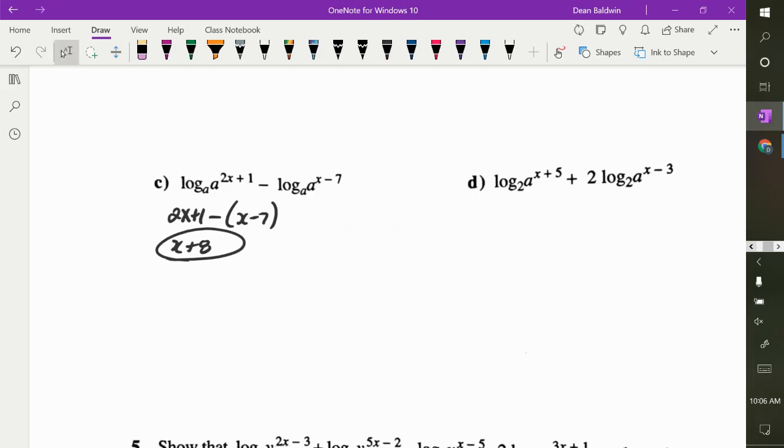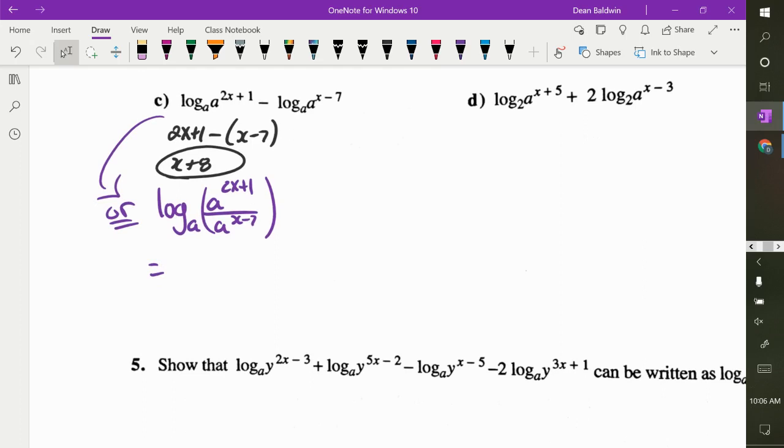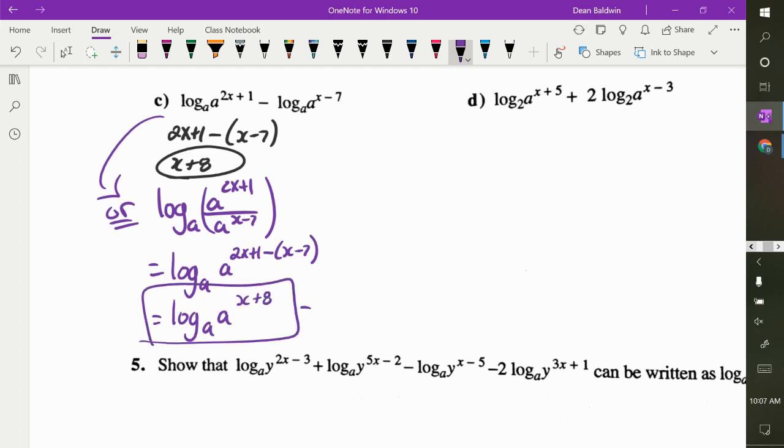Okay, if you don't see that, this is the longer way, and this is the way you'll have to do D. Bases are the same, and we're subtracting, so what do we do with the arguments? You divide them. So you can write this. I know, but this is the way you're going to have to actually do D. So now, the bases are the same, so we subtract the exponents of the arguments. So it's like this. And then at that point, hopefully you realize that they're the same, so you just get x plus 8. Okay?